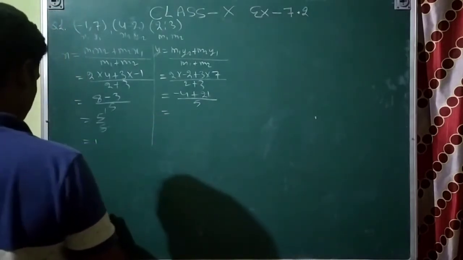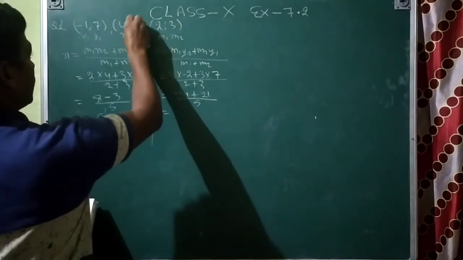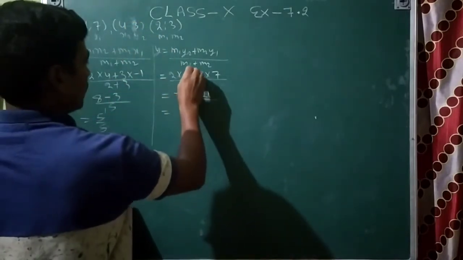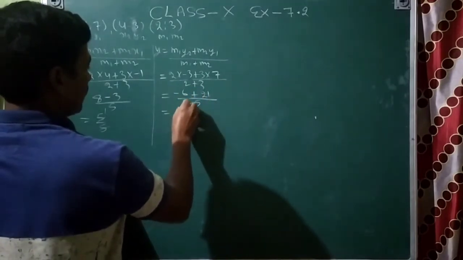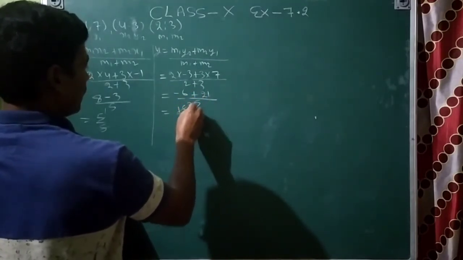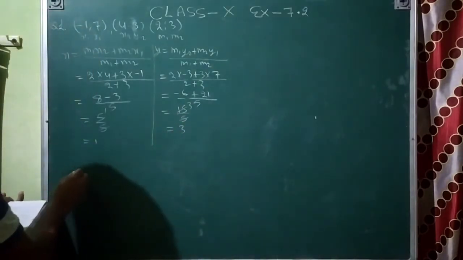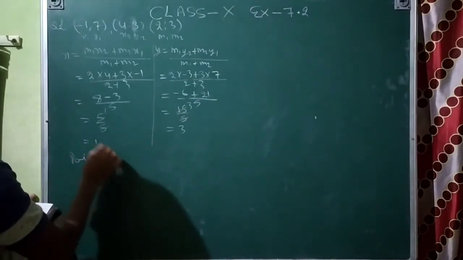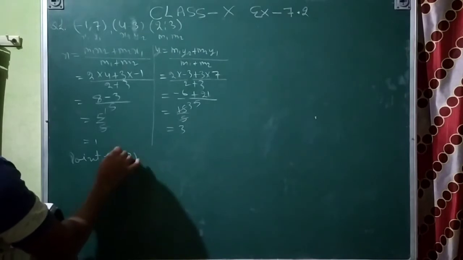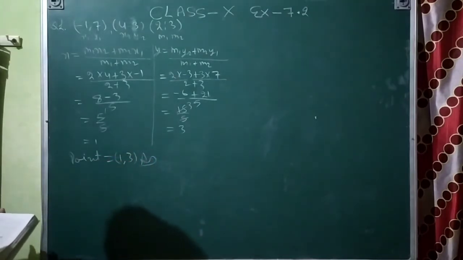And then 5 threes are 15, so that is 3. So the point is equal to (1, 3). This is the answer.